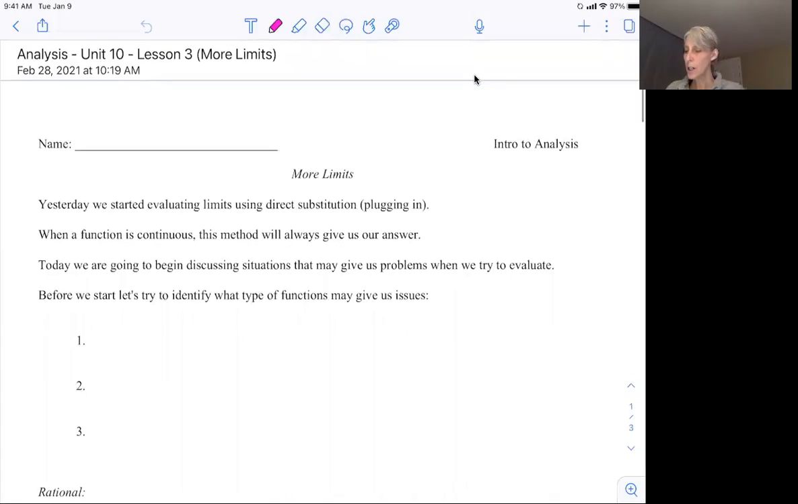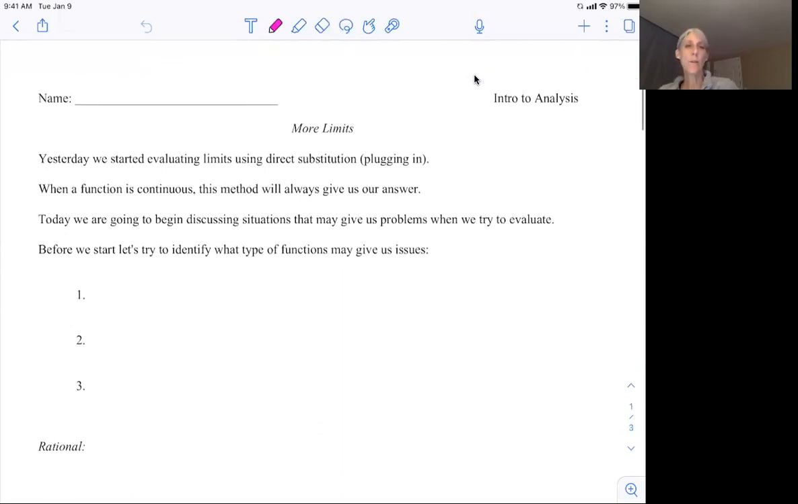Hi, everyone. Today we're on Unit 10, Lesson 3, and we're going to be discussing more limits. In yesterday's lesson, we started evaluating limits by using direct substitution, meaning we're just plugging in our x value. When a function is continuous, this method is always going to give us our answer.